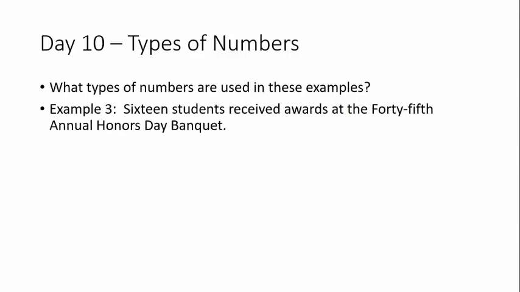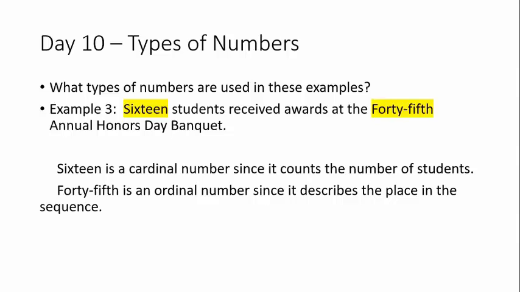Here's another example. 16 students received awards at the 45th Annual Honors Day banquet. We have 2 types of numbers being used here, 16 and 45th. What type of number is 16? What type of number is 45th? 16 is a cardinal number since it counts the number of students. 45th is talking about the order in a sequence. So this is an ordinal number.